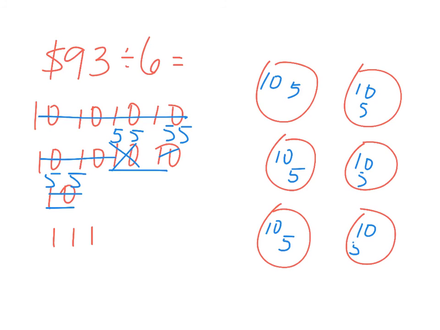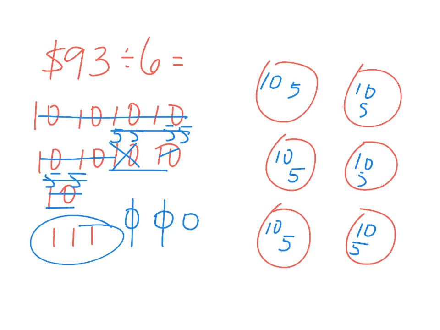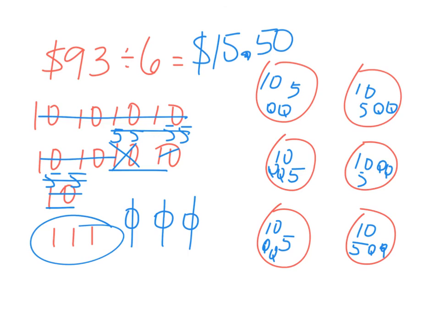And here's the tricky part. Now I'm left with $3. How in the world do I split up $3 between 6 people? Well, I can think of it as 3 whole dollars, and if I divided them in half, I get 6 equal parts. Half a dollar is 50 cents, or 2 quarters. So everyone would get 50 cents, or 2 quarters. And so my answer is 15 whole dollars and 50 cents. And you can go ahead and write that in.